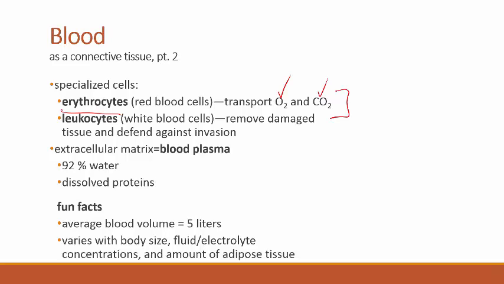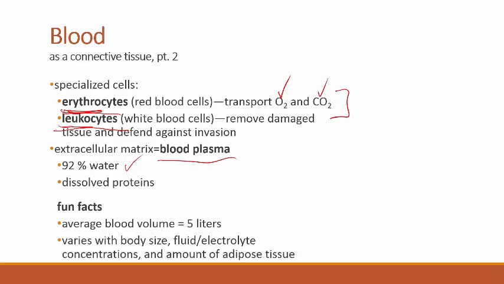So erythrocytes are the red blood cells, leukocytes, and remember, leuko means white, erythro is red. So leukocytes are the white blood cells, and their job is to remove damaged tissue and to defend against invasion. So they've got two kinds of roles. If bacteria enter the body, then the leukocytes will go into action. Or if tissue gets damaged in the body and it's time to remove it, then the leukocytes can be assisting with that as well.